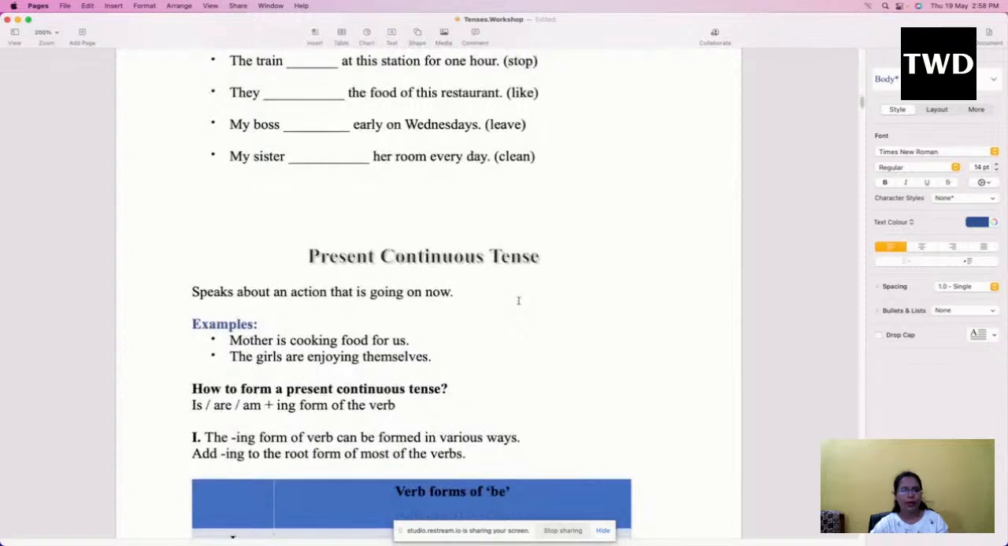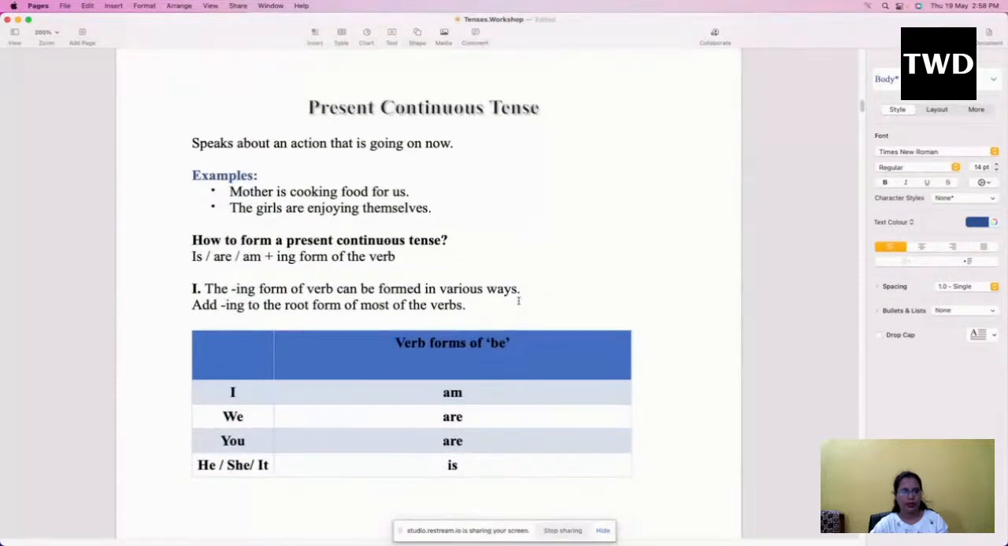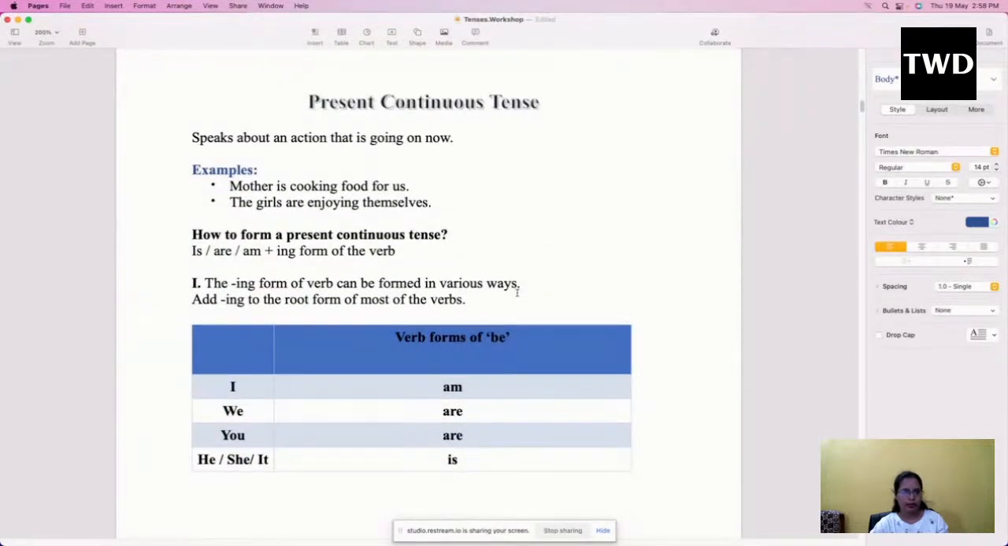Moving towards present continuous tense. Present continuous tense speaks about an action that is going on now. The moment it is continuous, that means the action is going on. The moment it is said continuous, that means your verb will have what? Ing in it. The verb will come with ing. Yes. So, for example, mother is cooking food for us. The girls are enjoying themselves.